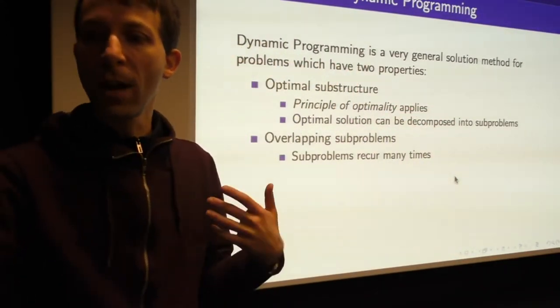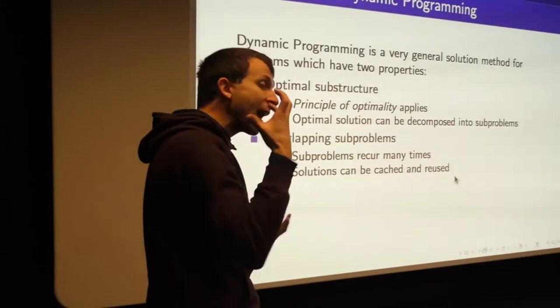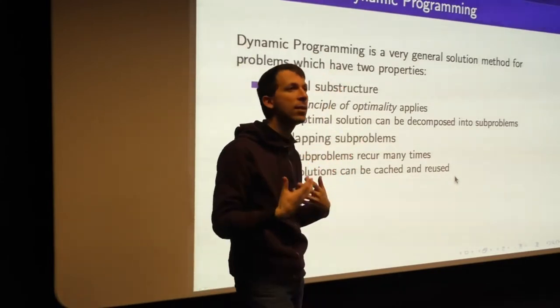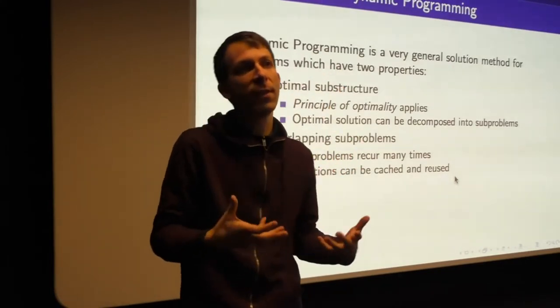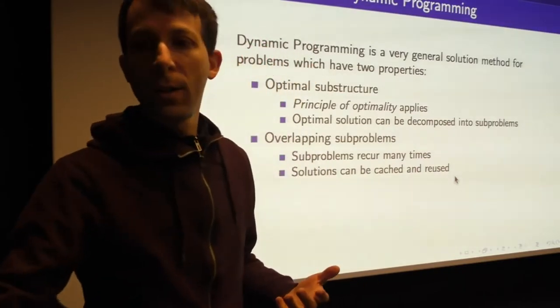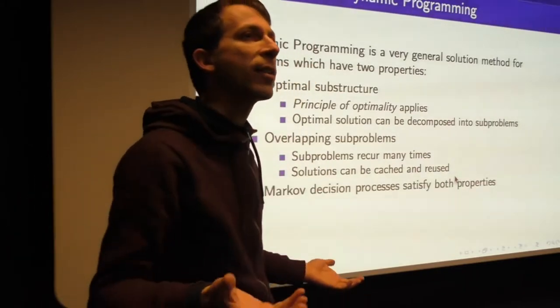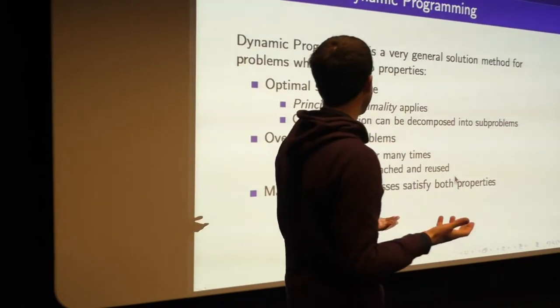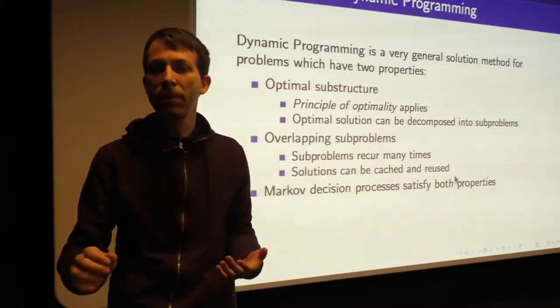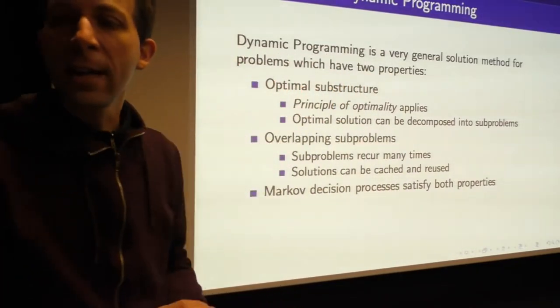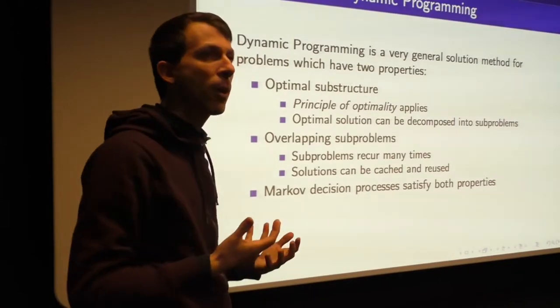So those subproblems recur many times, and that means we can cache our solutions to those subproblems and reuse them and get an overall efficient divide and conquer approach. So how does this apply to us? Well, we're talking about Markov decision processes today, and we're going to try and solve them using dynamic programming. And luckily, MDPs satisfy both of these properties.